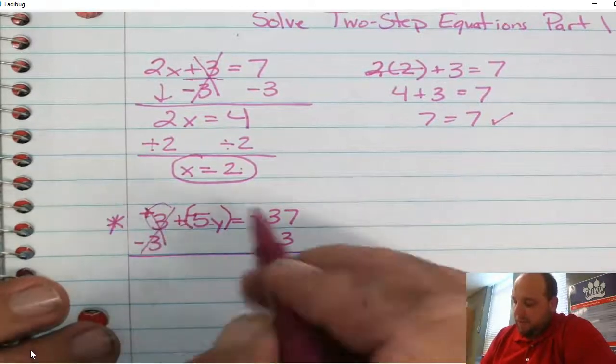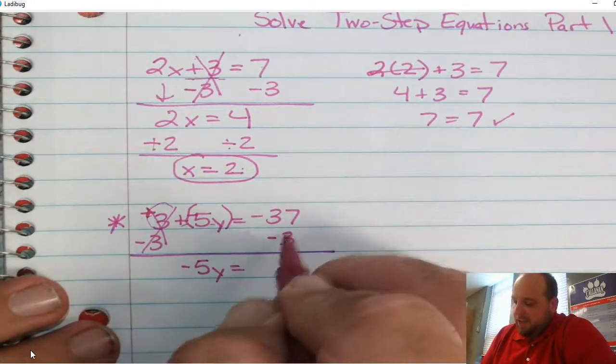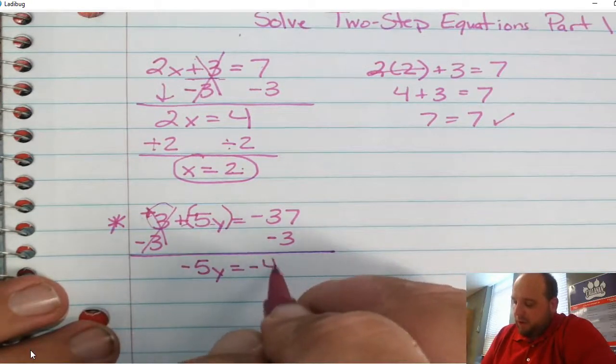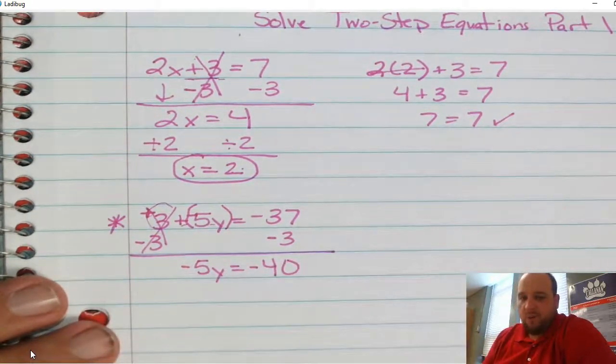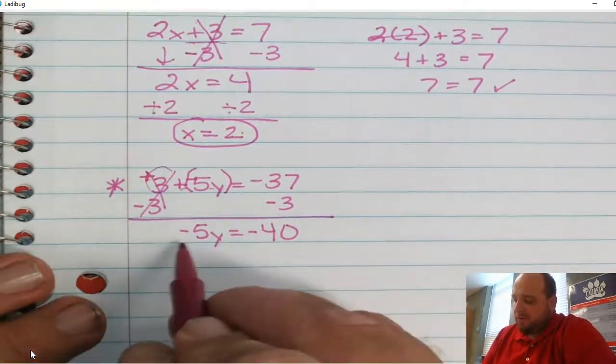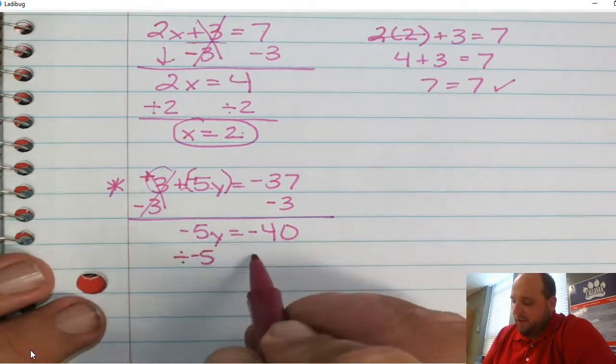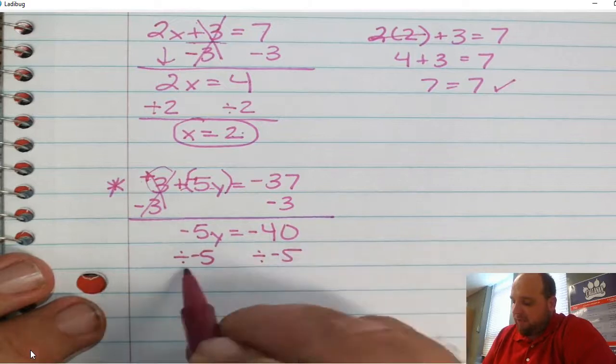These cancel out. I now have negative 5y. A negative 37 minus 3 gives me a negative 40, not a negative 34. I get negative 5y equals negative 40. So this is multiplication, so I need to divide by negative 5. I need to divide this side by negative 5.